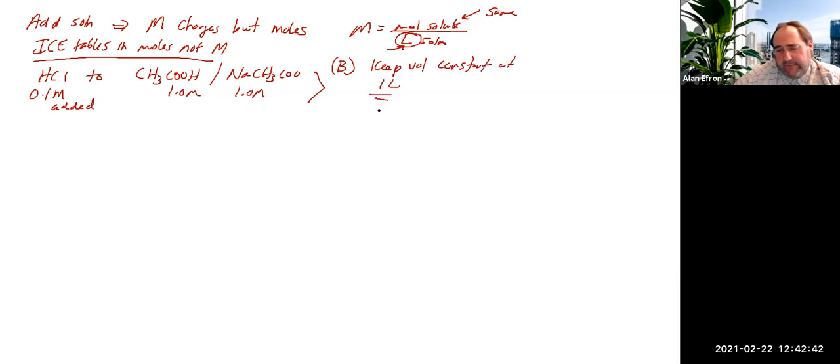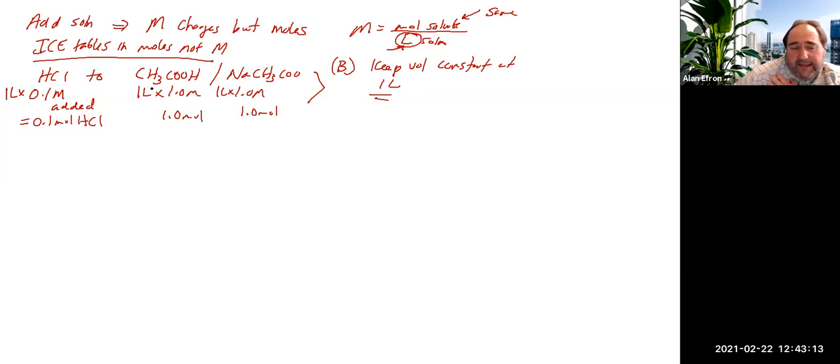Not always the case, but we'll assume here that everything's just going to be 1 liter. That way we can do the math relatively easily. So if everything's 1 liter, that means 1 liter times that gives us 0.1 moles of HCl added. Obviously, 1 liter times this would give us 1 mole of that, and 1 liter times this would give us 1 mole. Again, not always the case that the volume will be held constant, but we will in this particular problem.